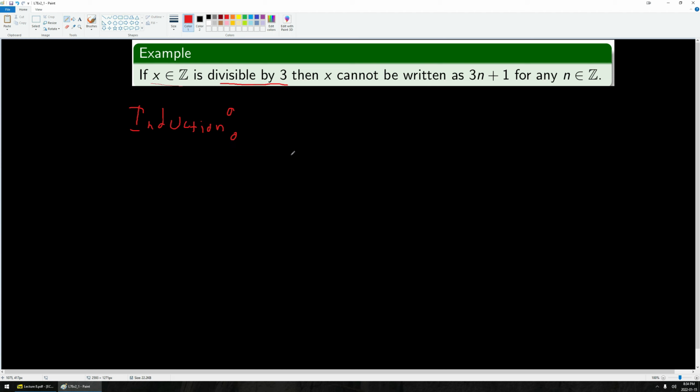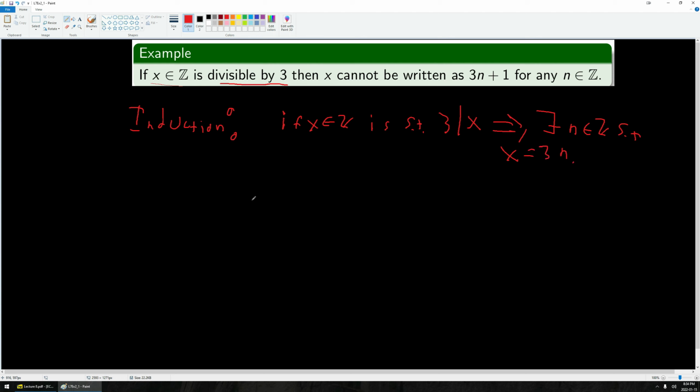Okay, so if I wanted to do this by induction, what would I have to do? Well, we would first say if x in Z is such that 3 divides x, so this is notation to mean x is divisible by 3, then from here we can conclude that there exists an n in Z such that x is equal to 3n.